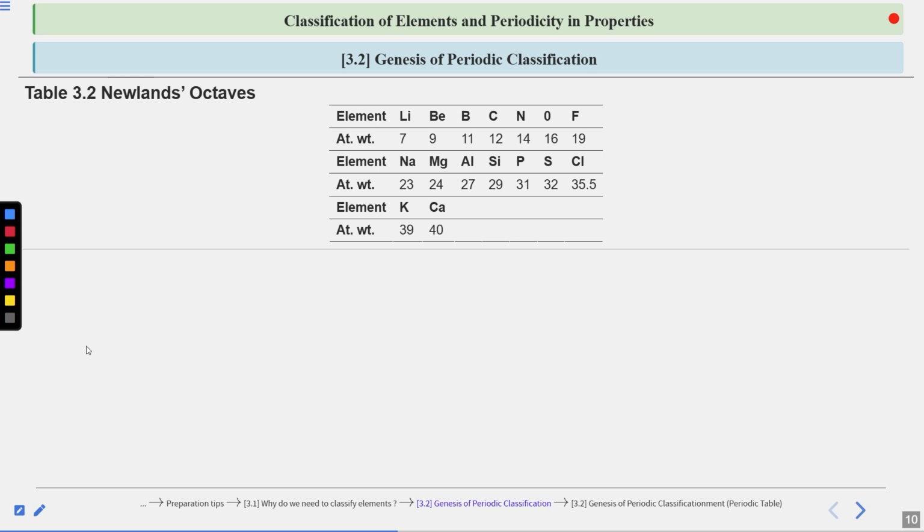But the difficulty is that after he went up to calcium, the next element has no property similar to that of aluminium. Due to this reason, his classification was not very helpful in classifying all the elements known at that time. I guess this is clear to all of you.